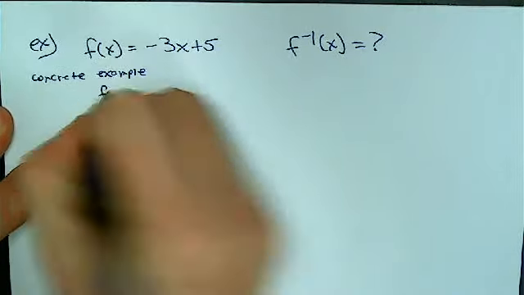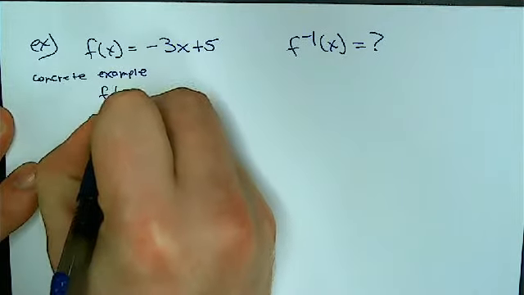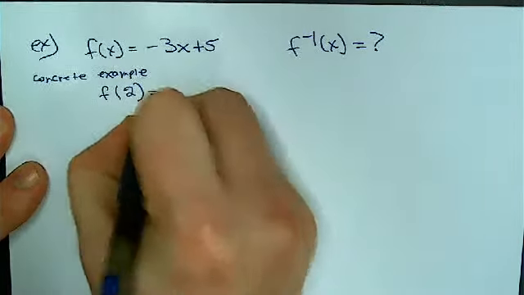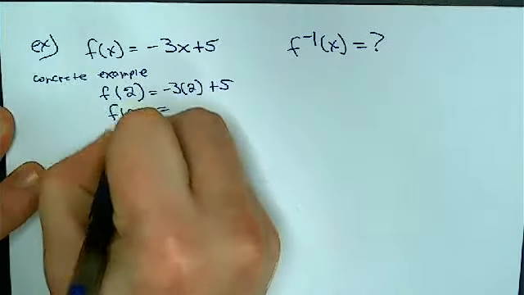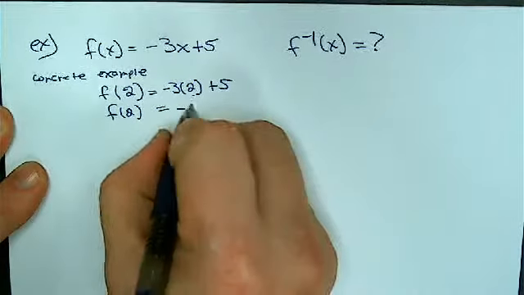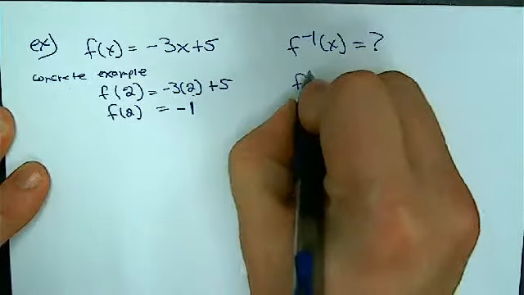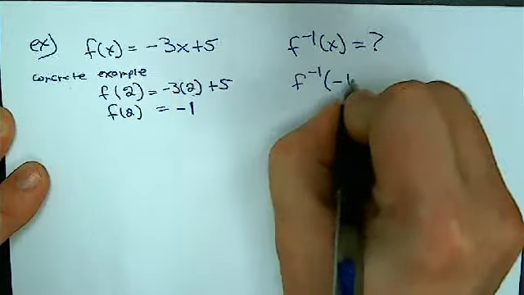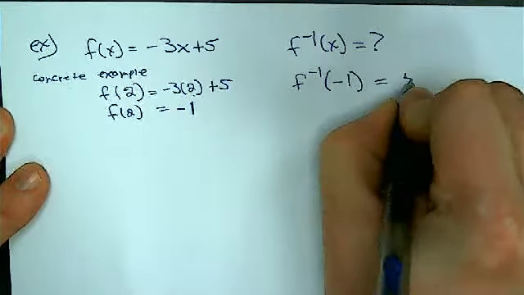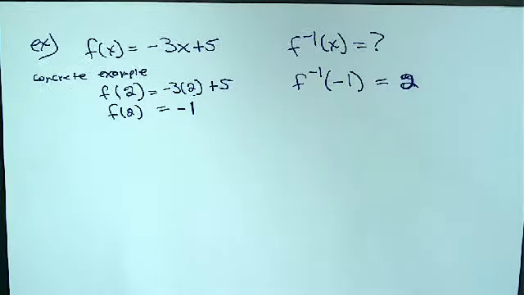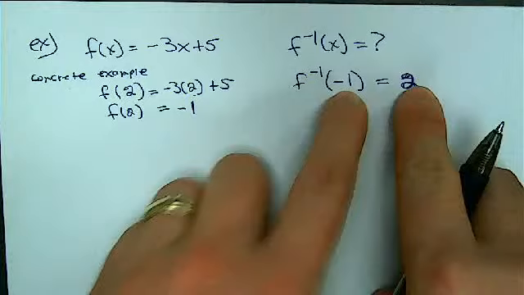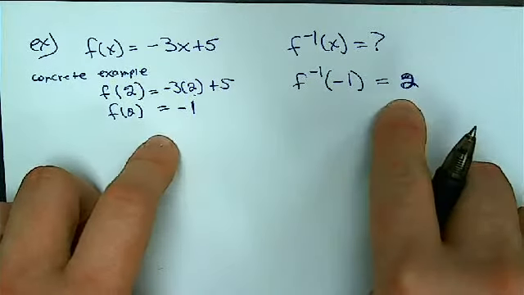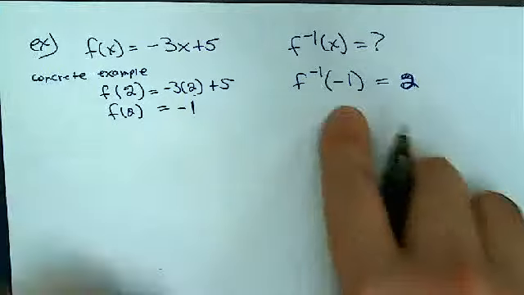If I put in, let's say, 2. That'll be negative 3 times 2 plus 5, which is negative 6 plus 5, which is negative 1. So that means that whatever I come up with for the inverse function, if I put negative 1 in, I better get 2 back out. That'll be my checkpoint. I can fall back to this and say, if I did it right, then if I put negative 1 into the inverse, 2 should come out because it will undo what I did the first time.